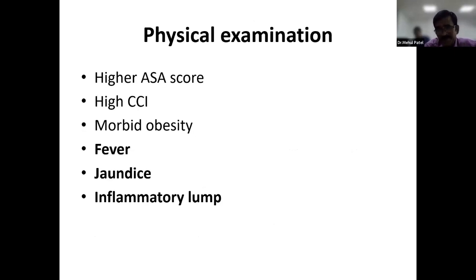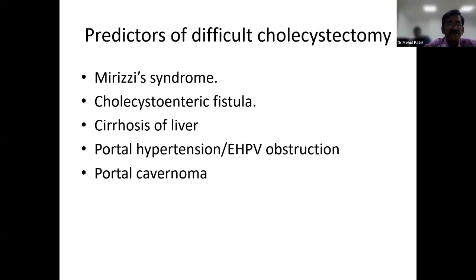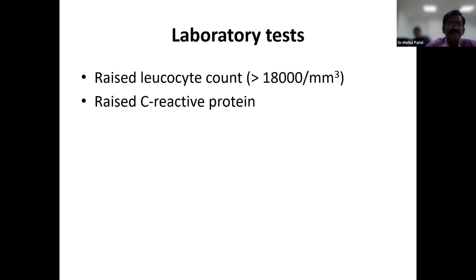When you examine the patient, those having a high ASA score, a high Charlson comorbidity index, morbid obesity, fever, jaundice, or an inflammatory lump in the right hypochondrium are the important patients who might pose a difficult situation. And there are some defined conditions where you'll definitely find the lap chole is going to be difficult, like Mirizzi syndrome, cholecystoenteric fistula, cirrhosis of liver or isolated portal hypertension, or a portal cavernoma around the porta hepatis. A laboratory parameter of a high WBC count and raised CRP is an important predictor of difficult cholecystectomy.